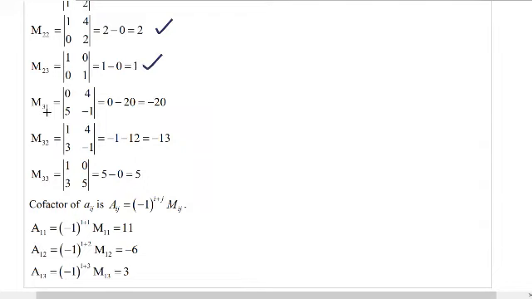3 plus 1 is 4, even, it means no change in sign. Cofactor will be minus 20. 3 plus 2 is 5, odd, it means change in sign. So cofactor 3 2 will be 13 only. And 3 plus 3 is 6, even, therefore no change in sign. Cofactor 3 3 will be 5 only.